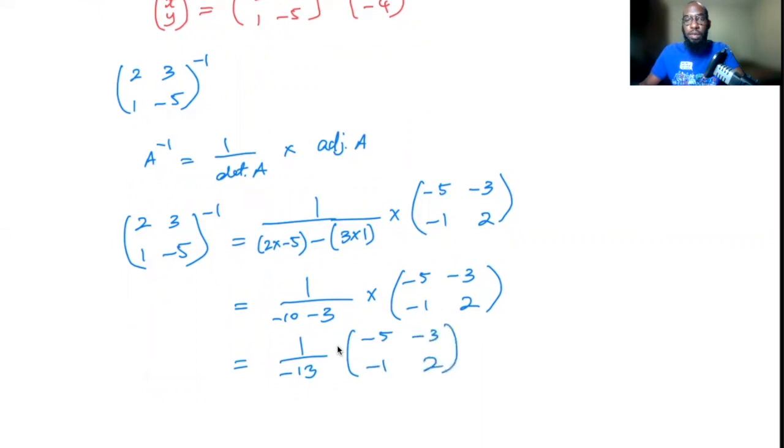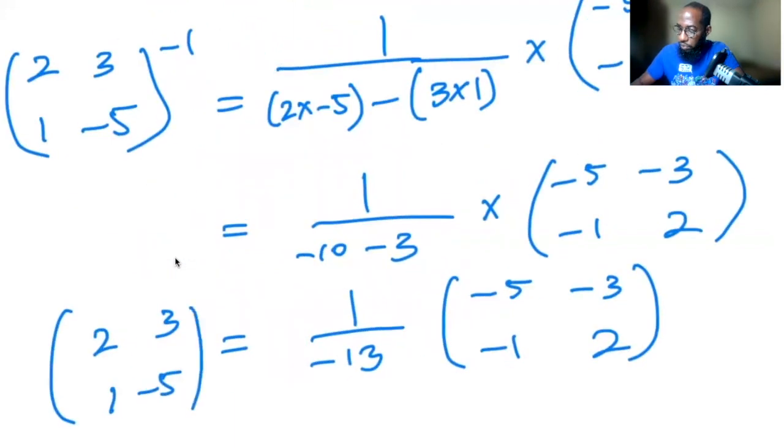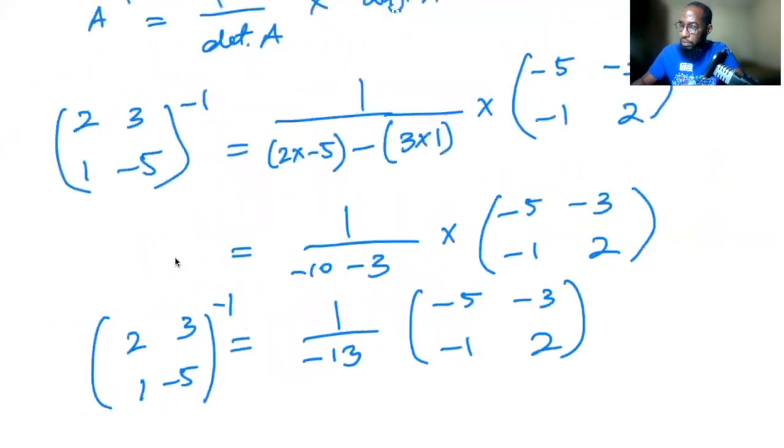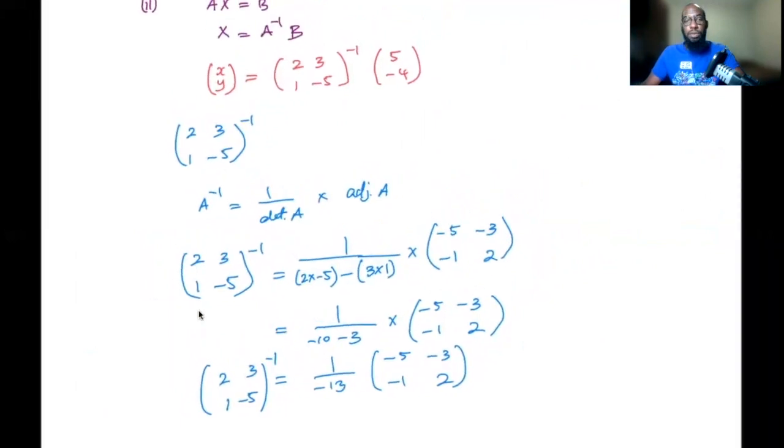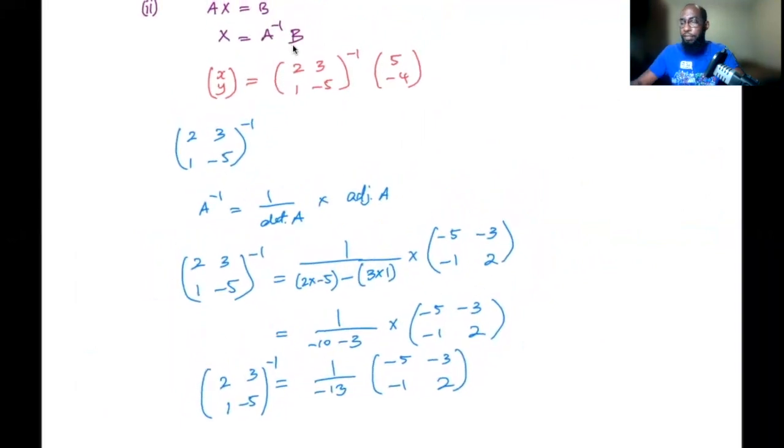Right, now this here represents E inverse, which is this here. So let me just put back what I have on top here: 2, 3, 1, -5 inverse. Right. So it simply means instead of writing this here, I am going to write this here.